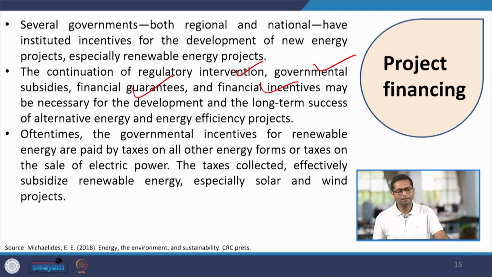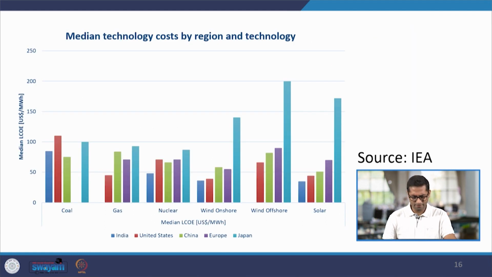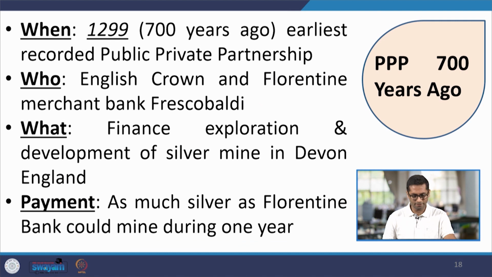Also, there have been other kinds of models which would involve public and private financing of renewable energy projects. One such is the RESCO model. But before discussing the RESCO model, let us first go into the history of project financing. Project financing basically started almost 700 years back, and the earliest recorded project financing was the one between the English crown and the Florentine bank Frescobaldi.